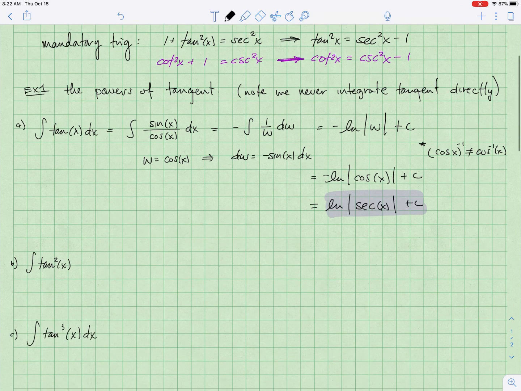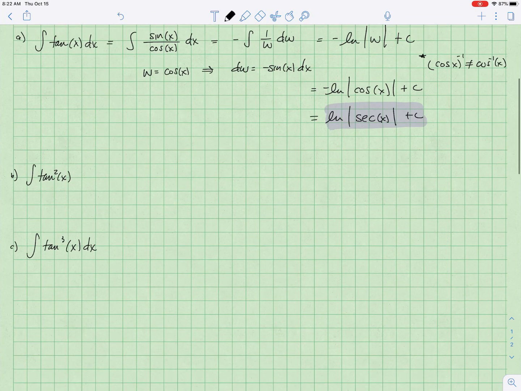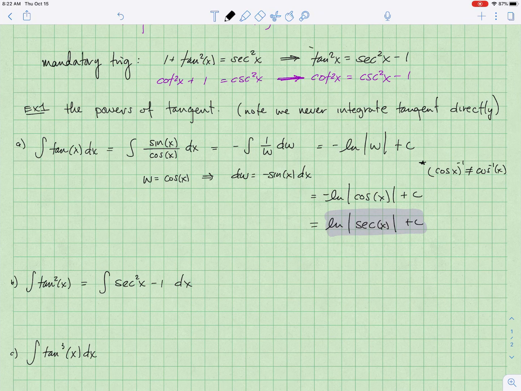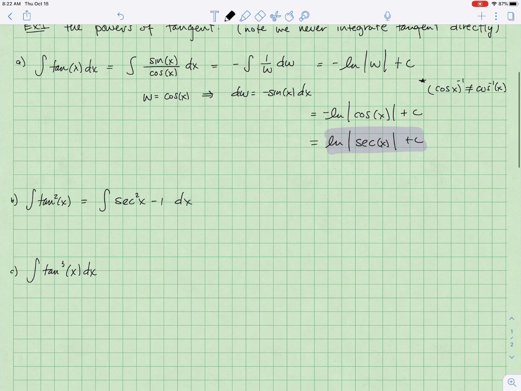Okay. The next one is tangent squared. This might be the easiest of the powers of tangent to integrate. Again, we don't integrate it directly. We replace it with a Pythagorean identity. Tangent squared is equal to secant squared minus 1. That is this relationship here. And what we have is the integral of the secant squared dx minus the integral of 1 dx.